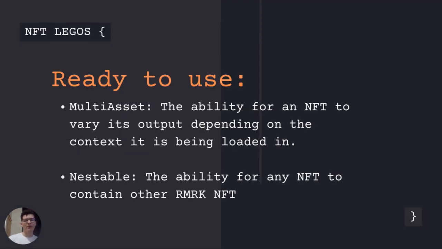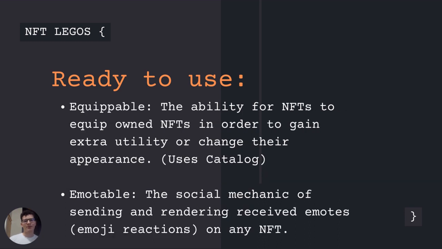Now let's take an overview of the ready-to-use Legos on EVM. We have multi-asset, which adds the ability for an NFT to vary its output depending on the context it is being loaded in. This has several use cases such as backup, cross-compatibility, and forward compatibility. The nestable Lego adds the ability for any NFT to contain other Remark NFTs, so we are no longer limited to assigning them to addresses or contracts.